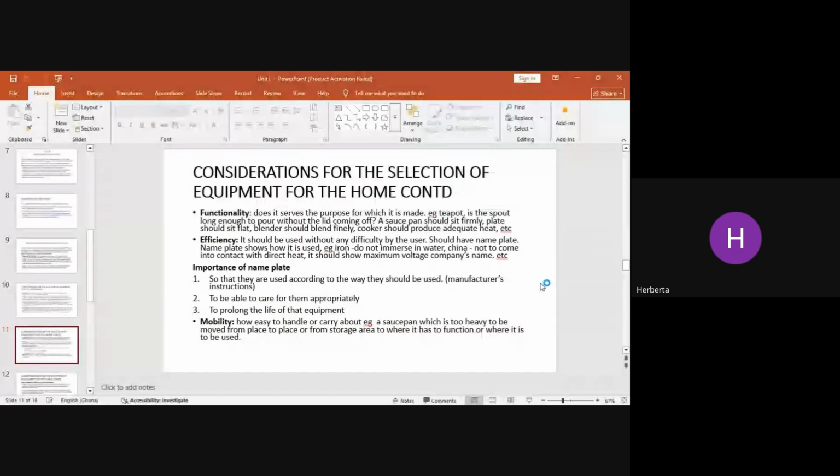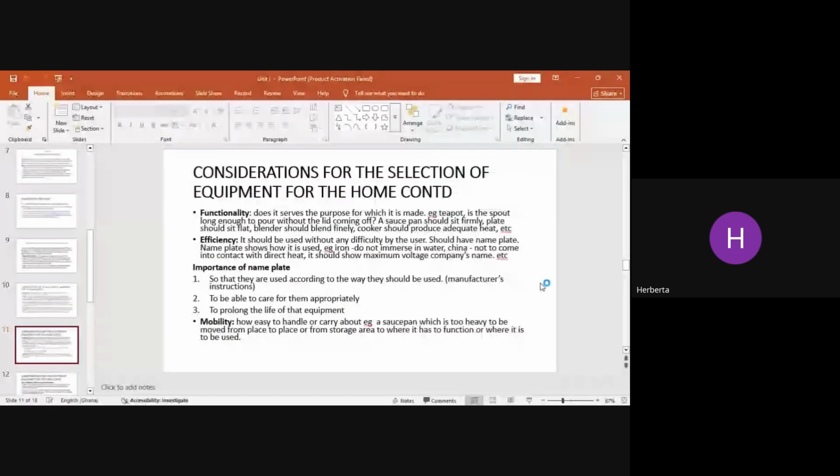Then the efficiency. Does it have any instruction? You should have an instruction of how to use it, how to maintain it, so that you will get the maximum out of it.